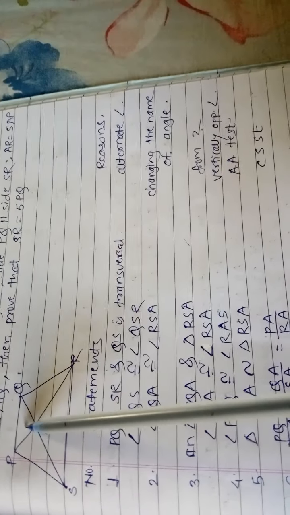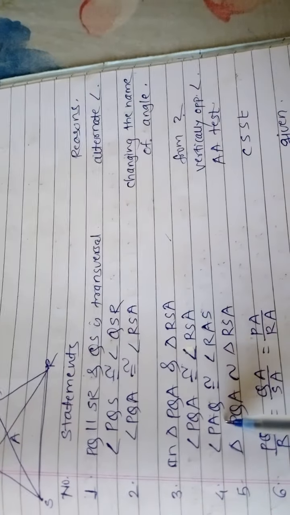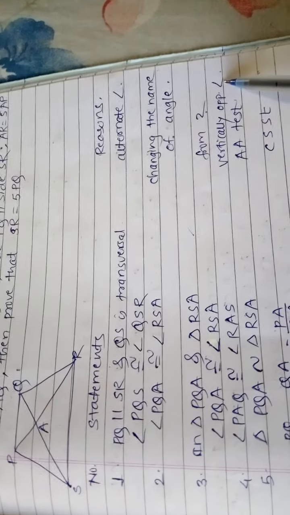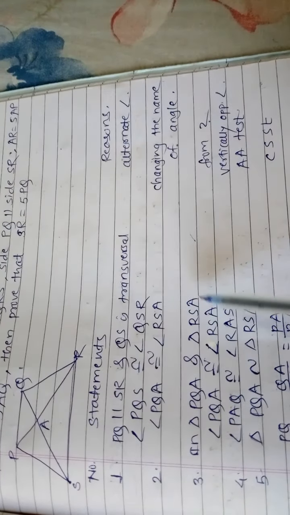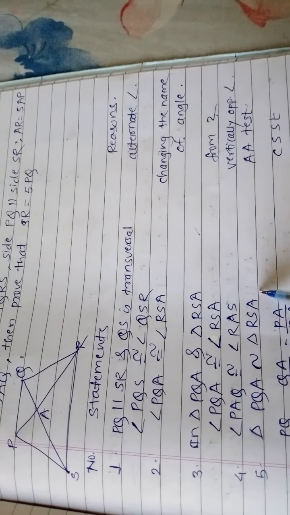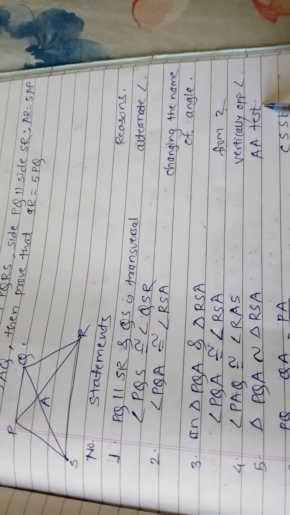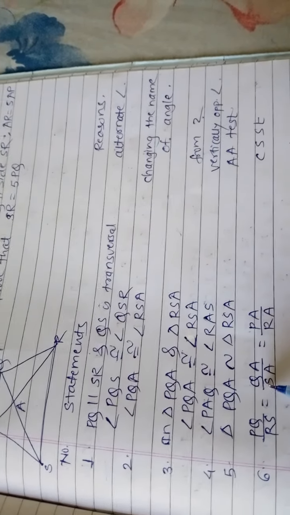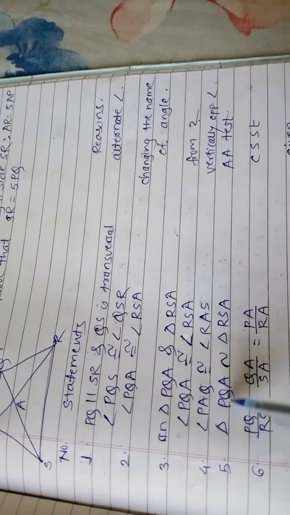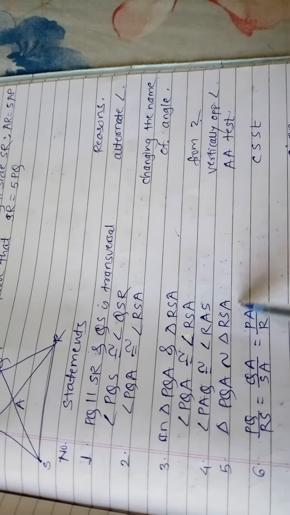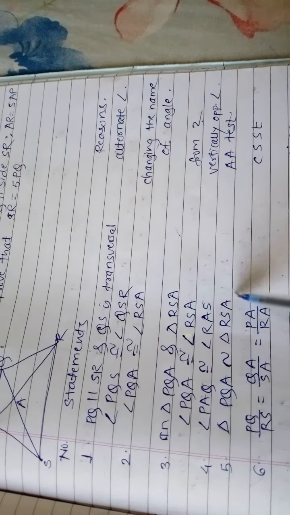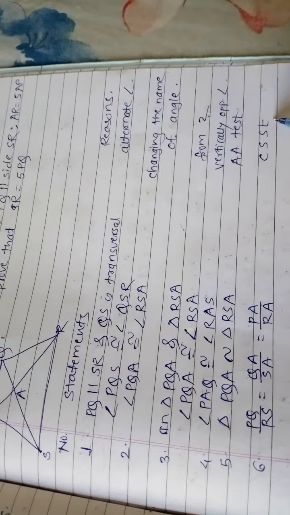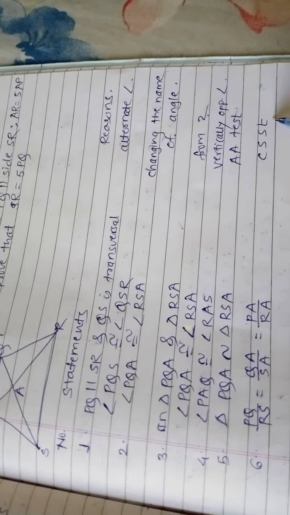Next, we can easily see these are the vertically opposite angles, which are always congruent. So angle PAQ is congruent to angle RAS. These are the vertically opposite angles, and so triangle PQA is similar to triangle RSA by the AA test. Since the two triangles are similar, their sides are in proportion. So PQ upon RS, then QA upon SA, is equal to PA upon RA. The reason is CSST, that is, corresponding sides of similar triangles.